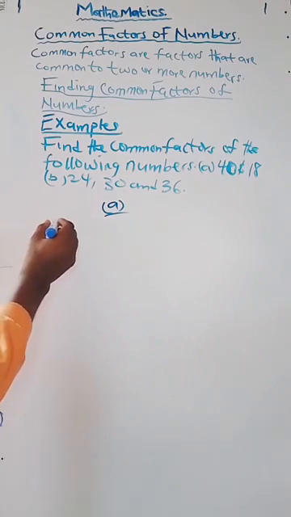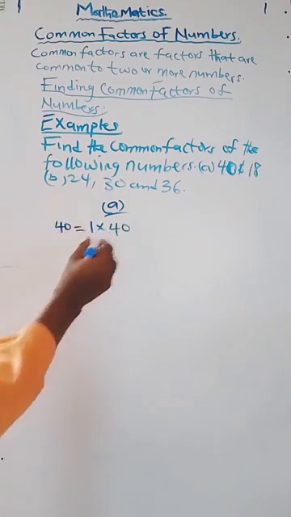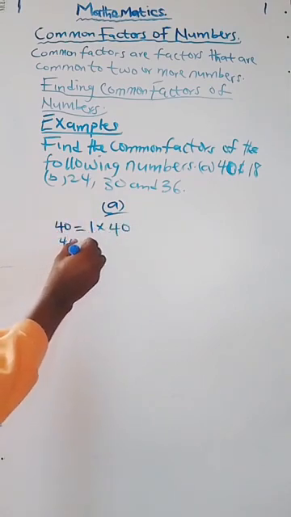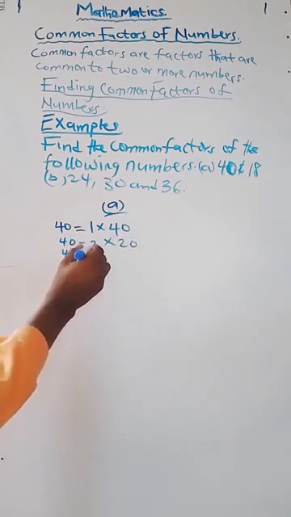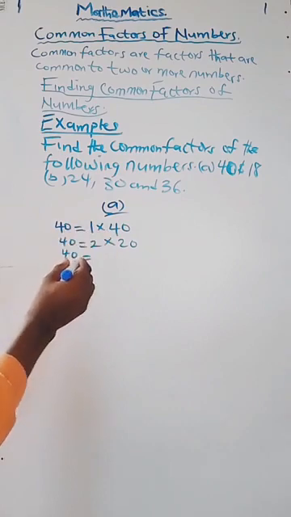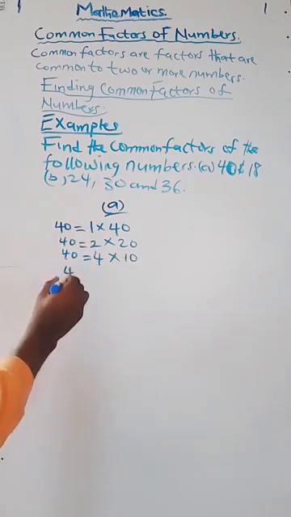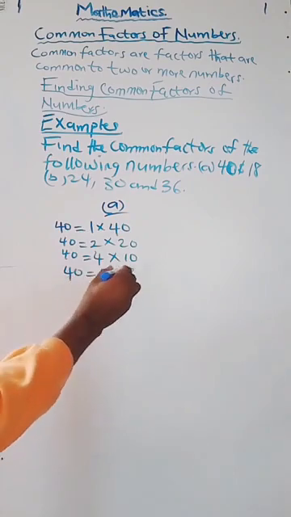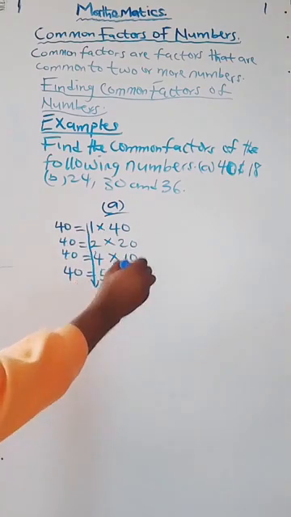Alright, let's start by looking at what are the factors of 40. 40 equals 1 times 40. 40 is 2 times 20. 3 cannot divide 40. You skip that. 4, 4 times 10. 40 is 5 times 8. 6 cannot divide 40. 7 cannot divide it. 8 can divide it, we already have it. 9 cannot divide it. 10 can divide it, we already have it. Then we write it from here to here.